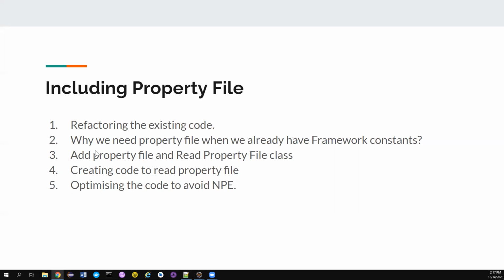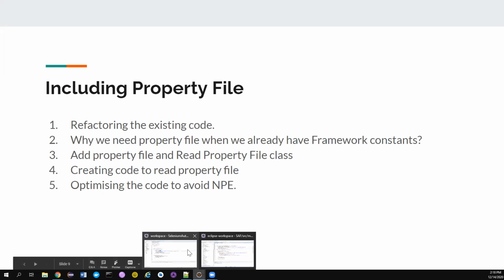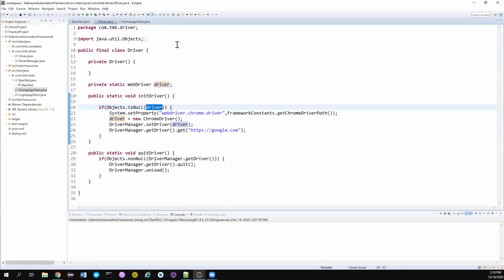Again, we'll also see how we can create a new property file and create a new class, where we need to create all the stuff. Apart from that, we'll also see what code we need to write to read a property file, and how we can optimize the code to read the property file to avoid some null pointer exception. When I say NPE, it is null pointer exception. Good. So this is going to be the agenda for today. So let's get back to the first topic.